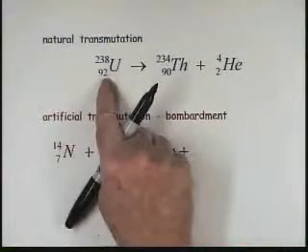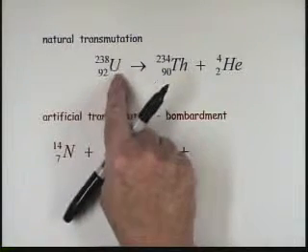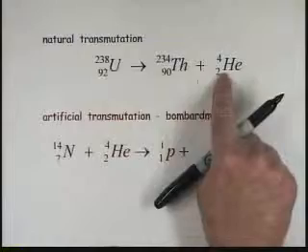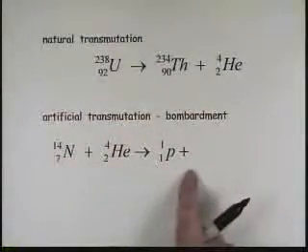Uranium is all by itself on this side, the reactant side of the equation. It spontaneously gives off an alpha particle and changes into thorium. But look at this equation.